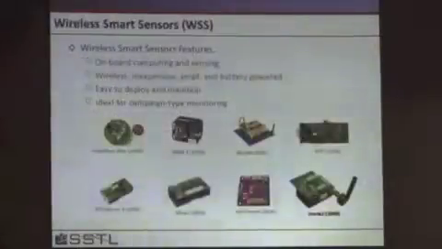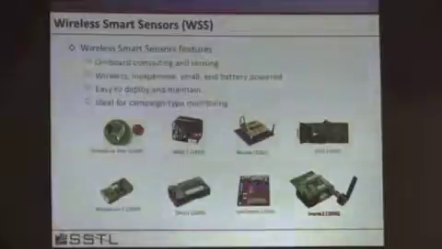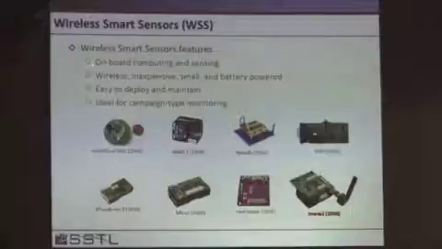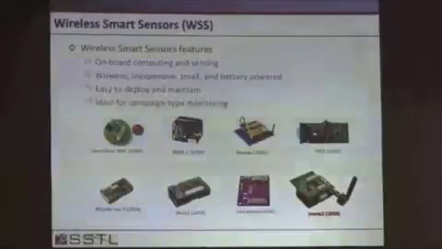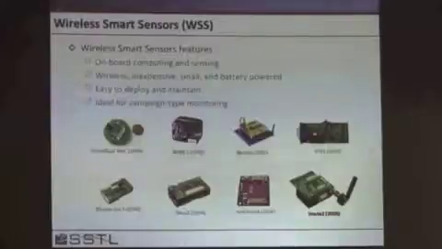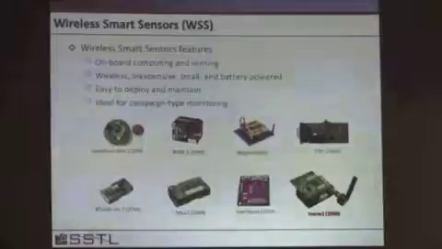Now, what are smart sensors? Well, a wireless smart sensor, as it's commonly viewed today, has onboard computing and sensing capabilities. It's wireless, inexpensive, small, battery-powered, and easy to deploy and maintain, and it's ideal for what we call campaign monitoring: going out, putting the sensors on the structure, measuring the response, and then taking that data home.